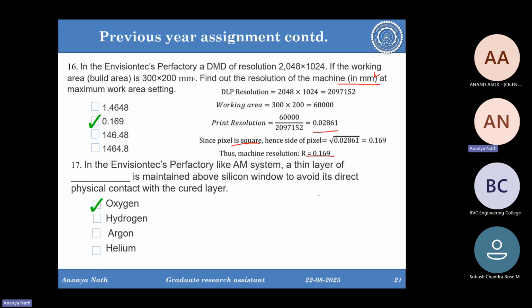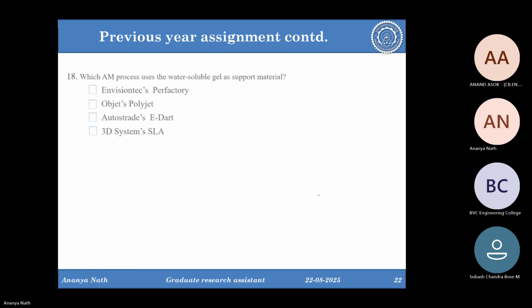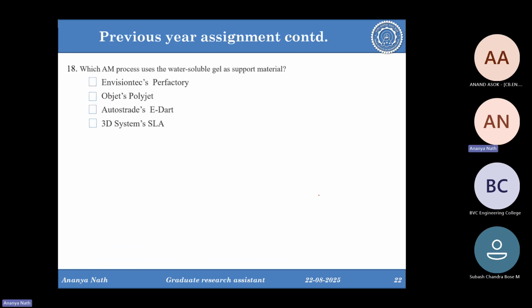It's again something to remember. Oxygen is used to maintain some gap so that there will be no attachment between the cured layer and the silicon window. Which AM process uses water soluble gel? So it's Objet PolyJet.